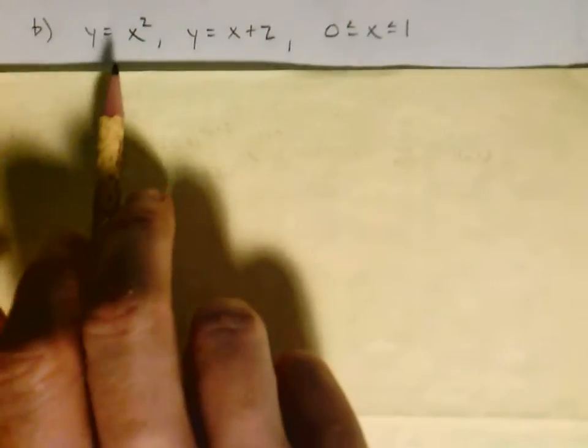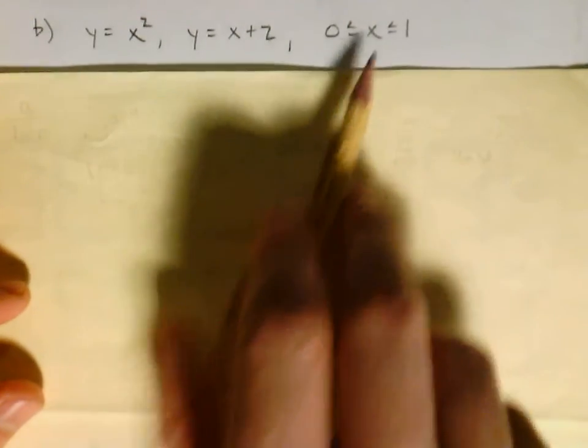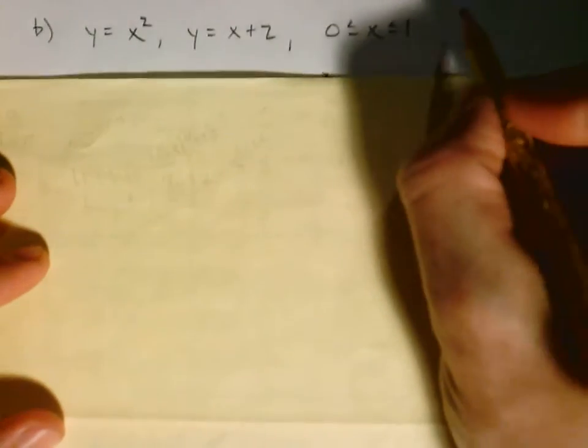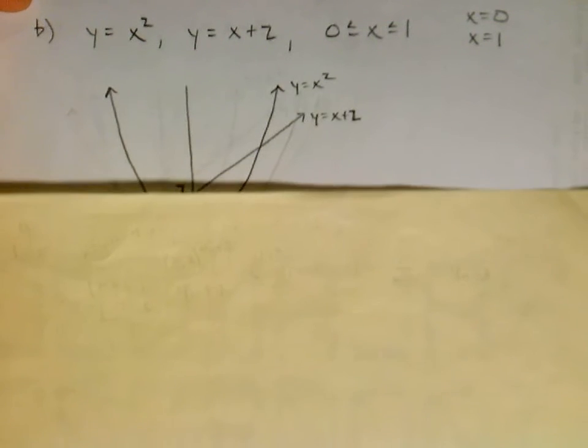Okay, well, I recommend go to Desmos, graph y equals x squared, y equals x plus 2, and graph x equals 0. Well, that's just the y-axis. Then also graph x equals 1. Okay, let's see what that would look like.